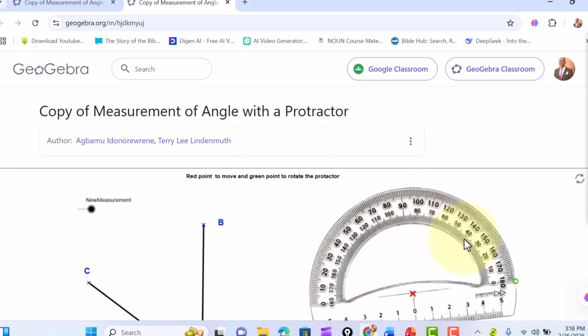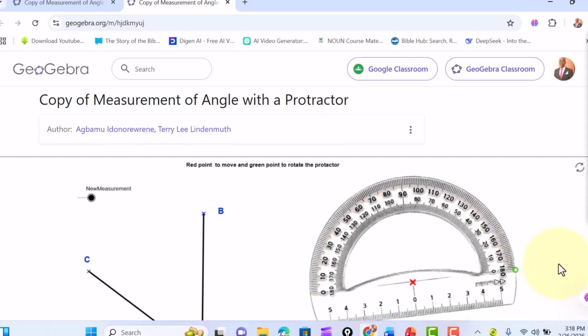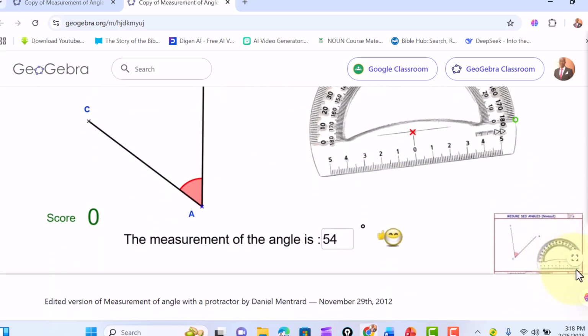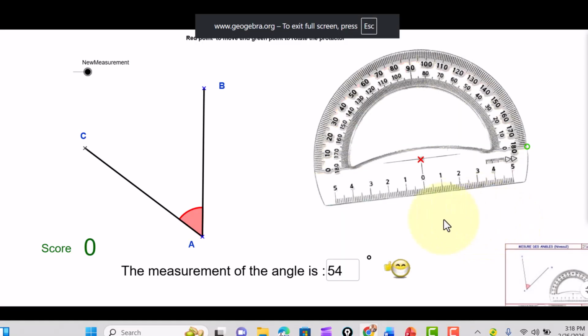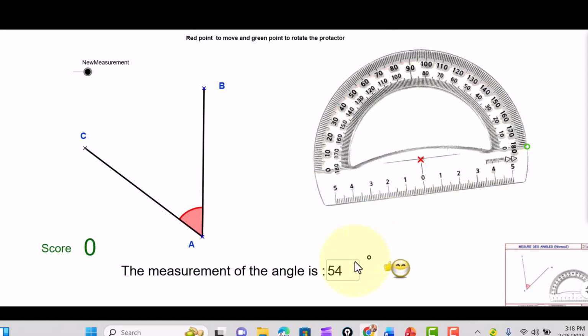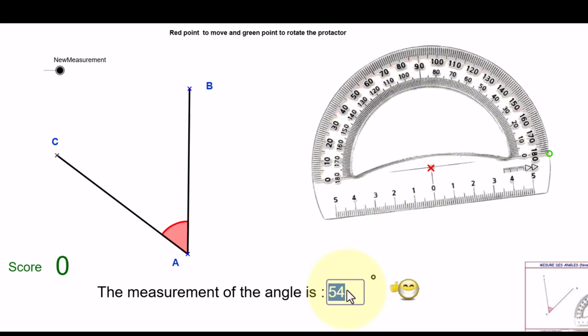Okay, this is the applet now. Let me put it on full screen so that we can see everywhere. This is the applet I used in class today. We said this is the protractor. This is the angle you want to measure.